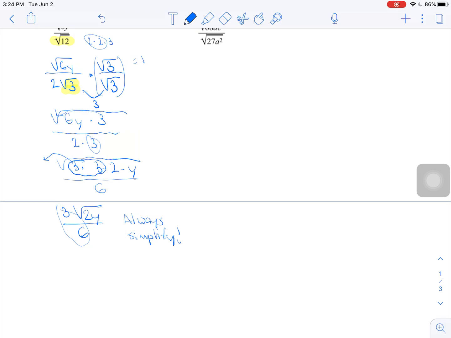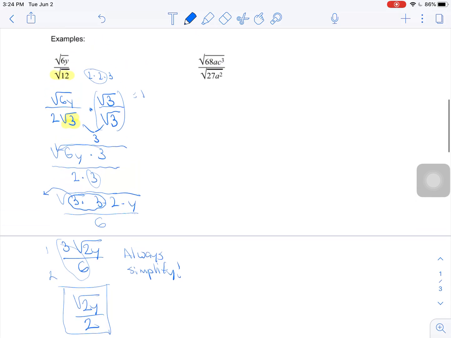So 3 over 6, I can change that into 1 over 2. So 1 times the square root of 2y is just the square root of 2y. So square root of 2y over 2 if I reduce my fractions. So that would be my final answer.